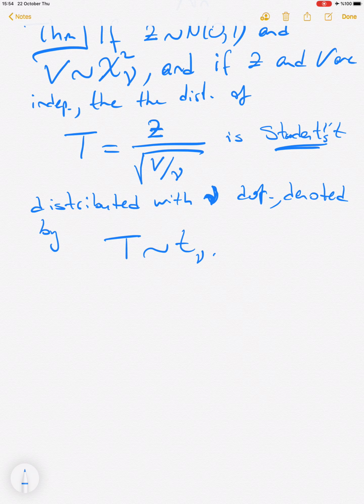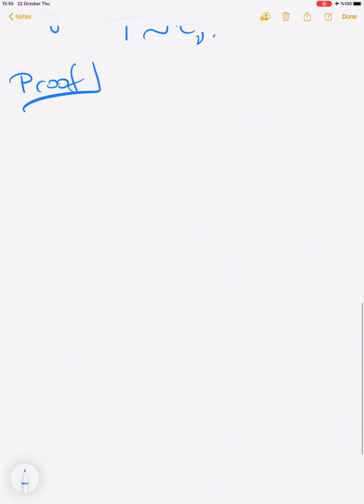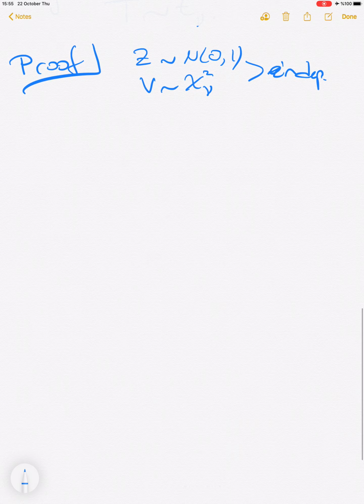Okay, so let's try to prove it. We need to use transformation techniques to prove it. Here is what we know: Z is standard normal and V is a chi-square distributed random variable with nu degrees of freedom, and they are independent. So we have to use the known information. What we need to do is find the distribution of Z over the square root of V over nu. So what is the distribution of this?